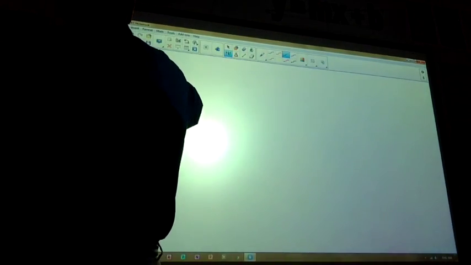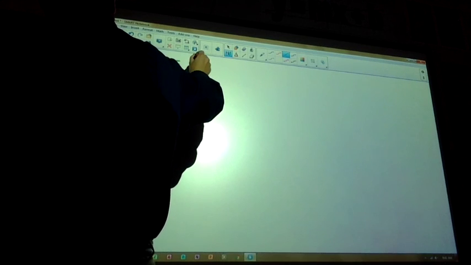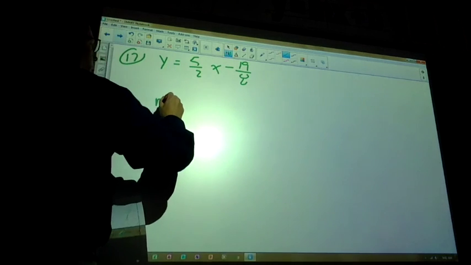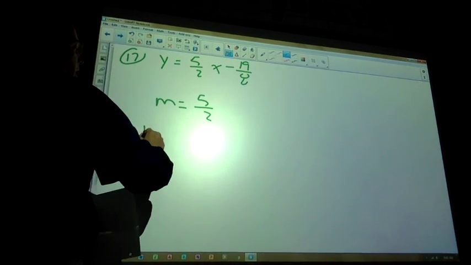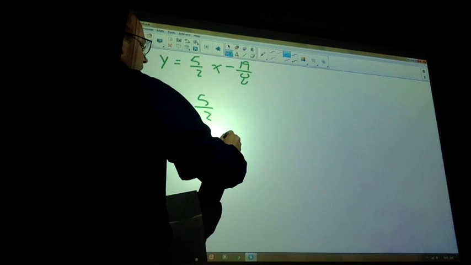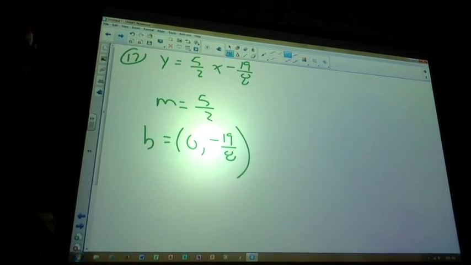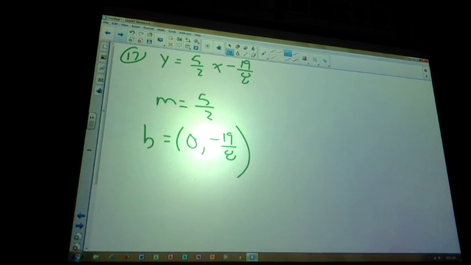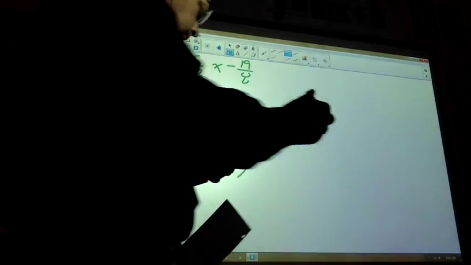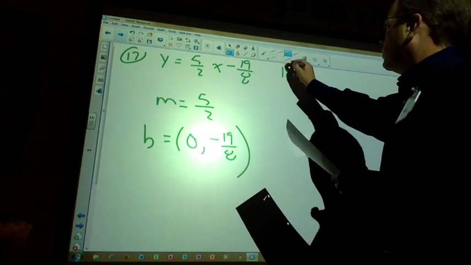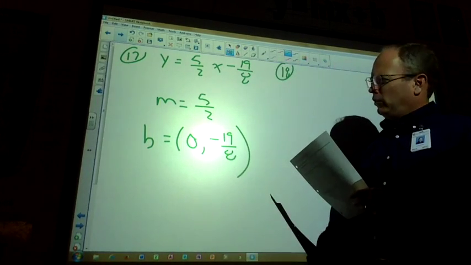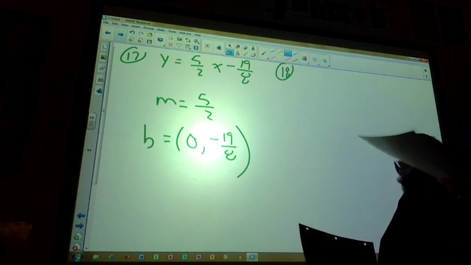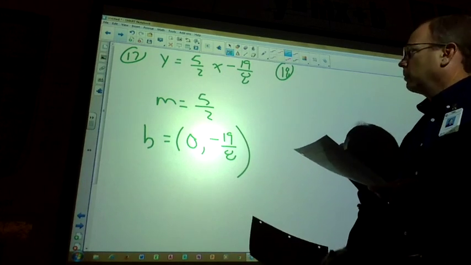17. This is in slope-intercept form, so our slope is 5 over 2, and our y-intercept is 0, comma, negative 19 over 8. Done. Wait, so you can plot negative 19/8? Yeah, that comes out to negative 2 and 3/8. So you could leave it as an improper fraction, no problem.